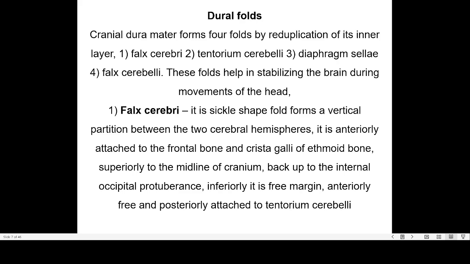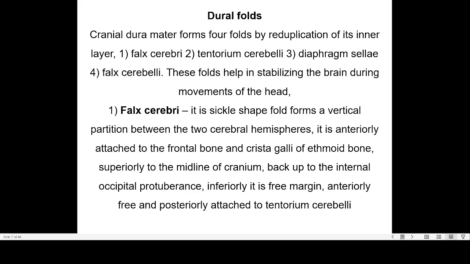Totally there are four folds formed by reduplication of its inner layer. The first fold is the falx cerebri, the second is the tentorium cerebelli, the third is the diaphragm sellae, and the fourth is the falx cerebelli. So these folds help in stabilizing the brain during movements of the head. These are very important in relation to the brain.